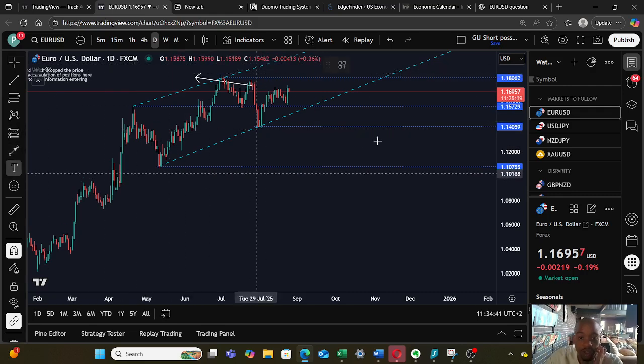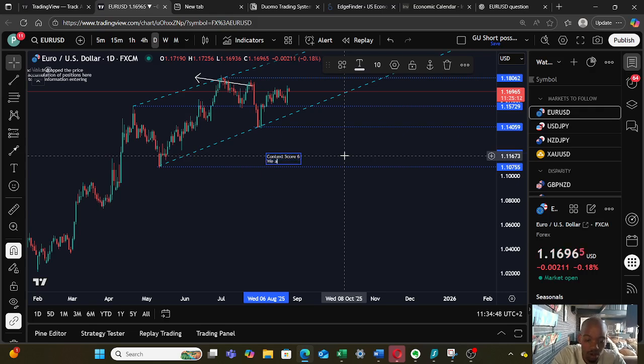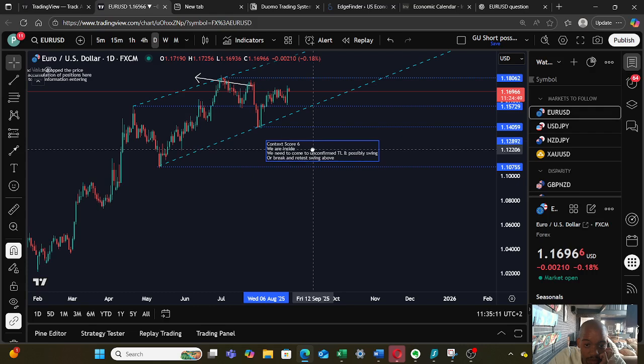So for now, I'm gonna apply a context score of 6. Let's say context score 6. We are inside. We need to come to unconfirmed trend line and possibly swing or break and retest swing above. Great.